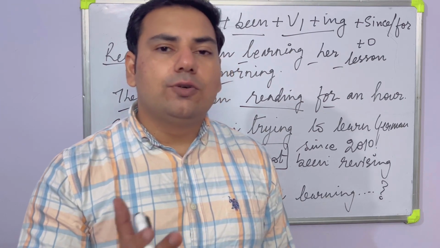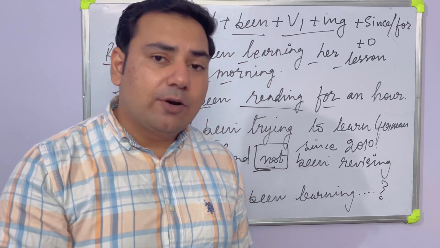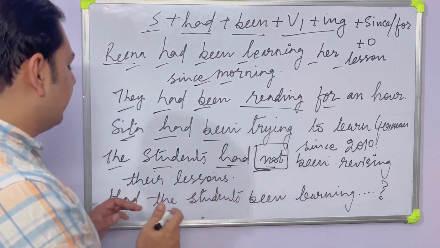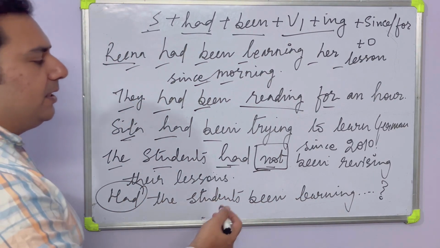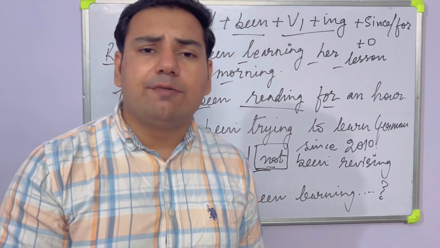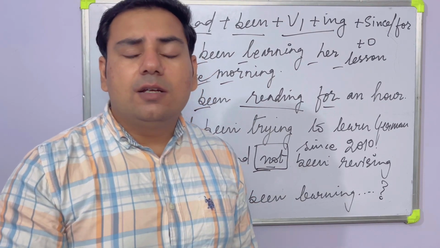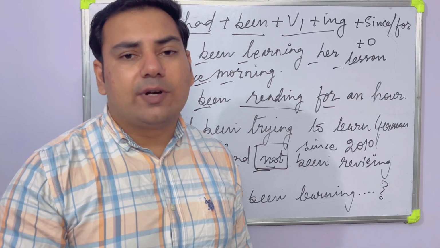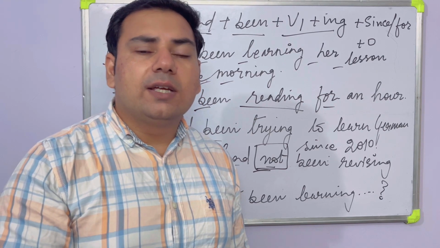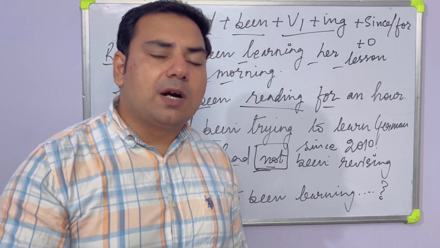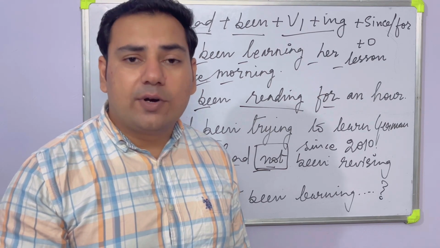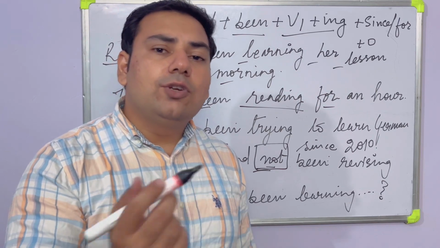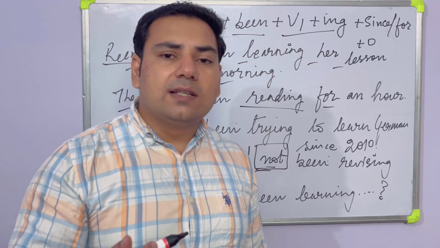And in the same manner, you have to convert it into the interrogative one by moving had into the first position, the starting. Had the students been learning? Had the students been revising their lessons? Had she been cooking in the kitchen? Okay, so this is how you can create the interrogative sentences. Had she been cooking in the kitchen since morning? So this is how you can create the interrogative one. And negative interrogative, again in the same way.